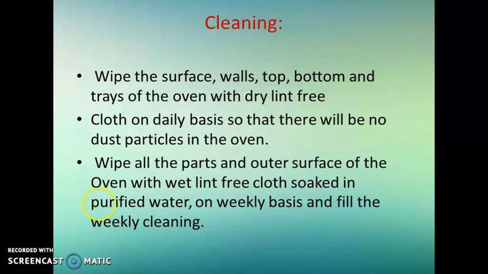Next is about cleaning. Wipe the surface, walls, top and bottom and trays of the oven with a dry, lint-free cloth on a daily basis so that there will be no dust particles in the oven. And also wipe all the parts and outer surface of the oven with a wet, lint-free cloth soaked in purified water on a weekly basis, and follow this weekly cleaning.